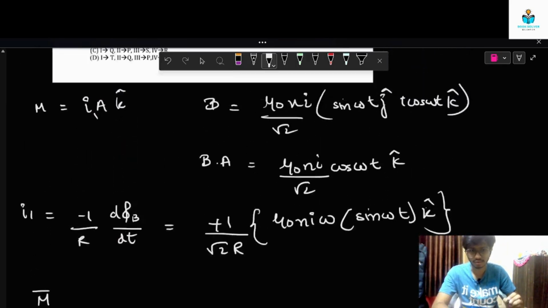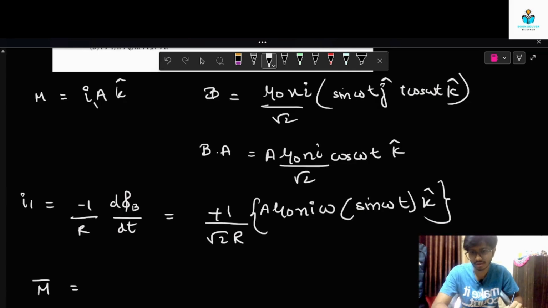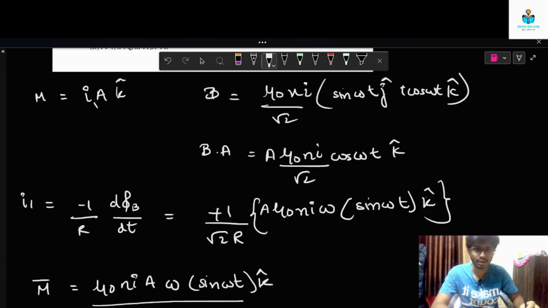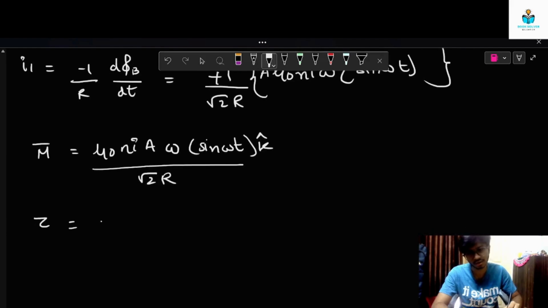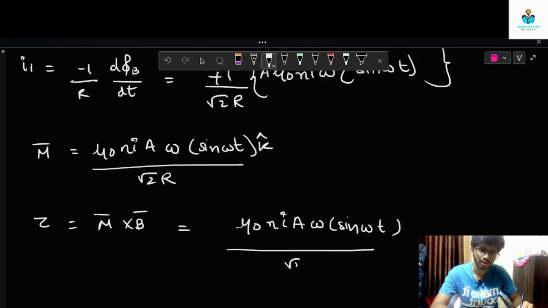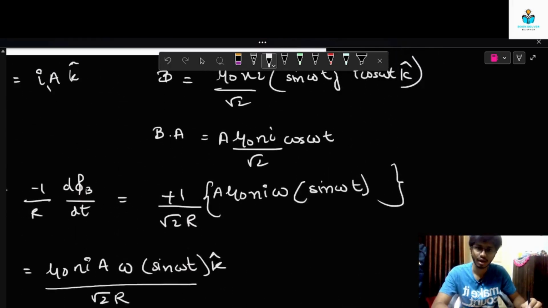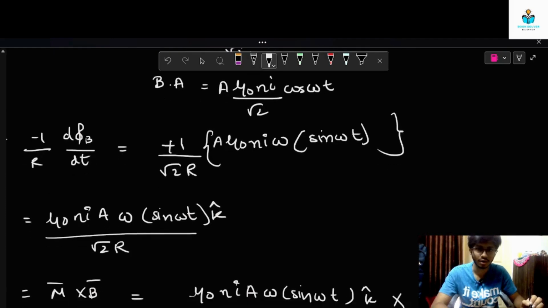So the magnetic moment would be, wait, we need A also. Yes, so the magnetic moment would be mu naught n I A omega sin omega t k cap by root 2 R. And then torque is equal to M cross B. It is equal to mu naught n I A omega sin omega t by root 2 R k cap cross mu naught n I by root 2 sin omega t j cap.